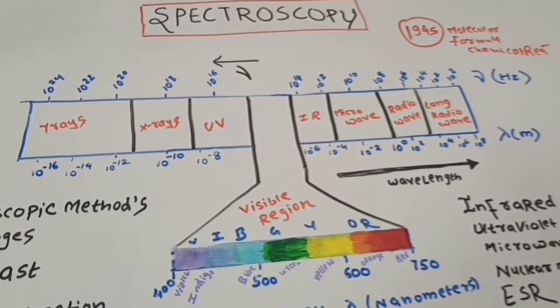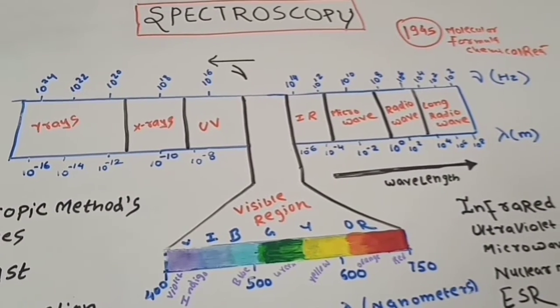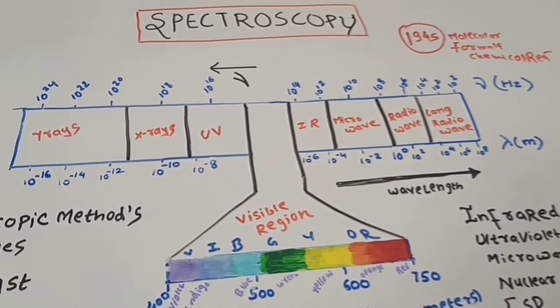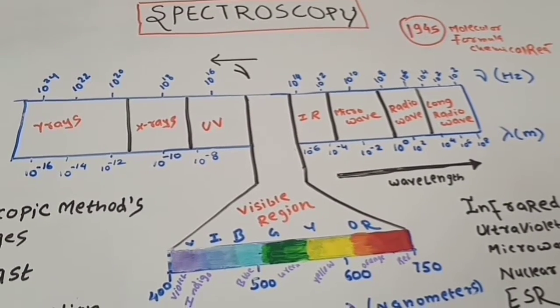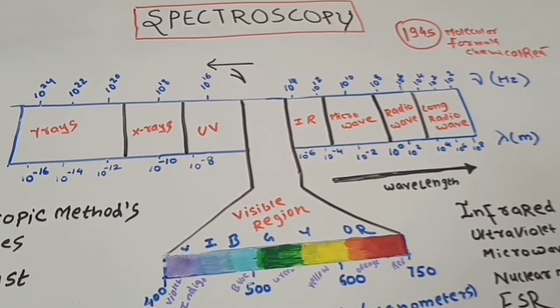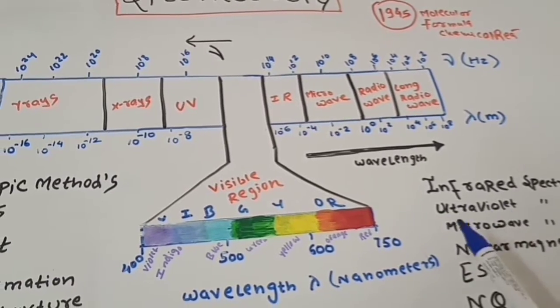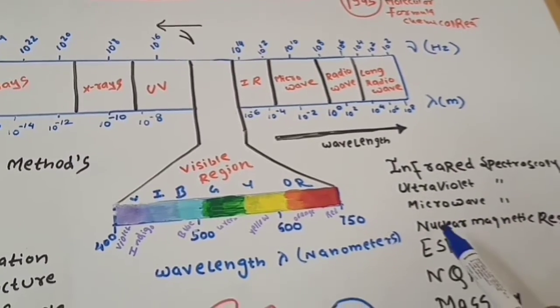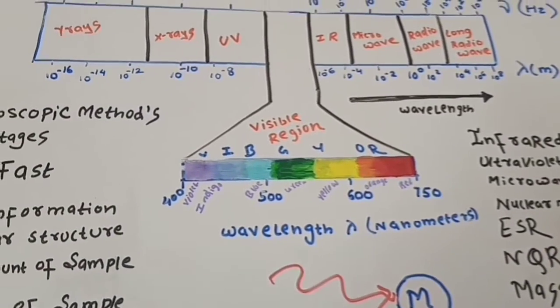Students, today's topic is spectroscopy and I hope this topic is very familiar to all the students. The name you have heard, but to understand this topic, there are some basic concepts first. If the basic concepts are clear, you can study any type of spectroscopy, as we have heard the names of many spectroscopies such as infrared spectroscopy, ultraviolet, microwave, NMR spectroscopy, ESR spectroscopy, NQR, mass spectroscopy.